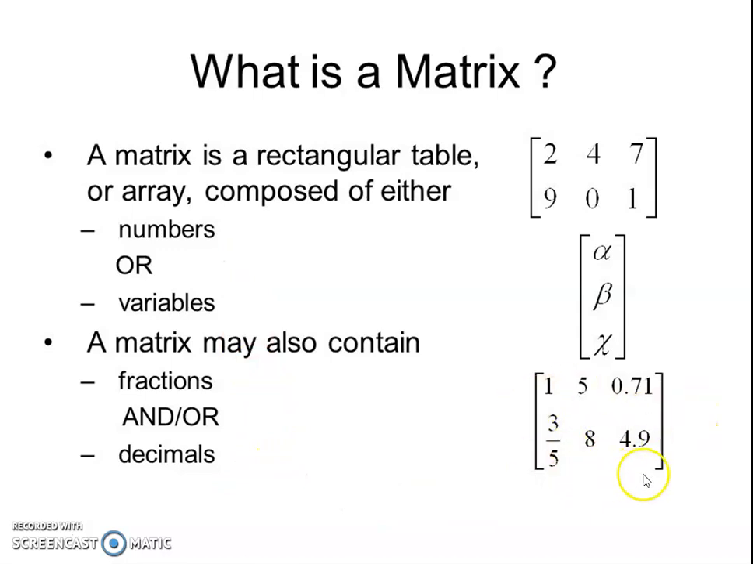The order of such a matrix is the same as the previous matrix: the first row and second row and 3 columns are there. 1, 3, 5, 3 upon 5, 5, 8 in the second column, and 0.71, 4.9 are allocated in the third column. So we get a clear idea that a matrix can have any type of rows or any type of columns.